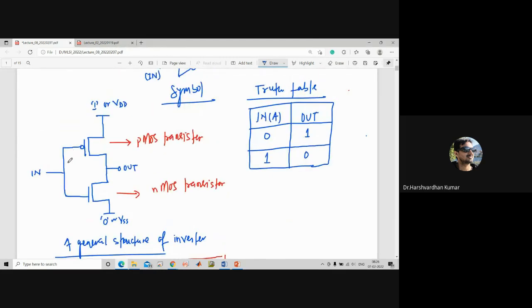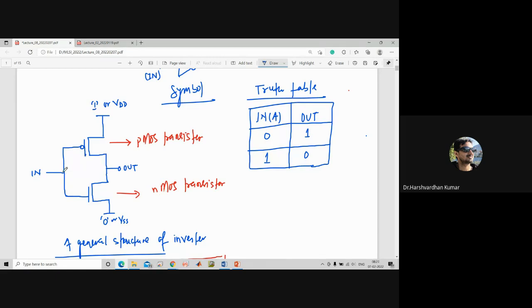So for this case, this is the NMOS transistor, right? If you apply 0 volt here, then what do you think? Will the NMOS transistor operate or not? So not operate, right? For logic 0, that is 0 volt input, the NMOS transistor will not turn on, because to turn on the NMOS transistor, the gate voltage or input voltage must be greater than VTH.